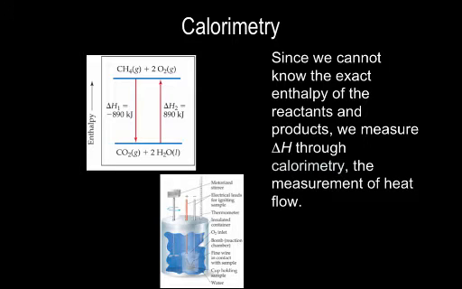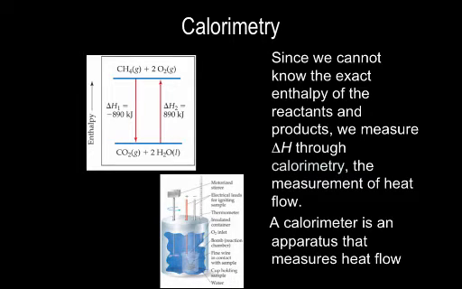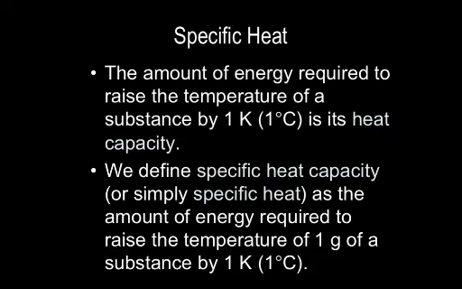So we talked in class about how we can't know the exact enthalpy of reactants and products. We can only measure the change in enthalpy, or the delta H, through a process called calorimetry, which is measuring heat flow. We can use a calorimeter, a piece of equipment that measures that heat flow. We're going to talk about two different types of calorimeters and how to do the calculations for each one of those.